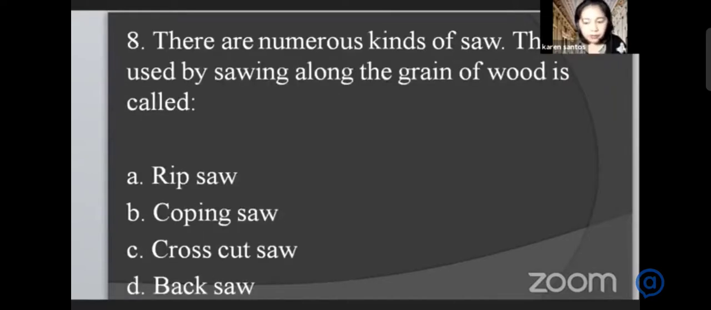Okay, so we almost have 7 minutes remaining. Okay, so for the next question, there are numerous kinds of saw. So the one used for sawing along the grain of wood is called A, rip saw; B, cupping saw; C, cross-cut saw; D, back saw. Again, there are numerous kinds of saw. The one used for sawing along the grain of the wood is called A, rip saw; B, cupping saw; C, cross-cut saw; and D, back saw.